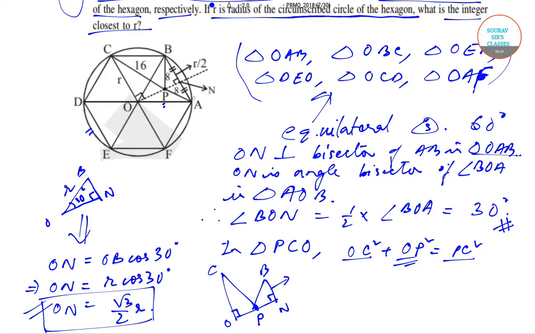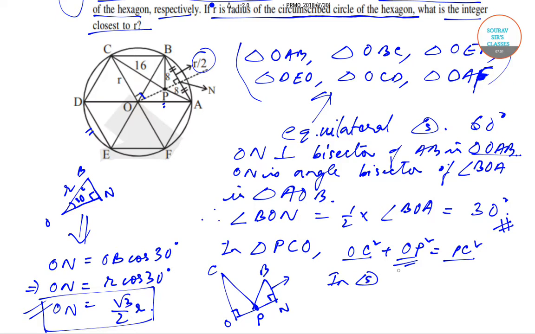Now triangle AOB is an equilateral triangle, since OB and OA are equal to R, so therefore AB is also equal to R. So that means these individual lengths, NB and AN, are both equal to R by 2. And since these are perpendiculars, we have NB parallel to OC.